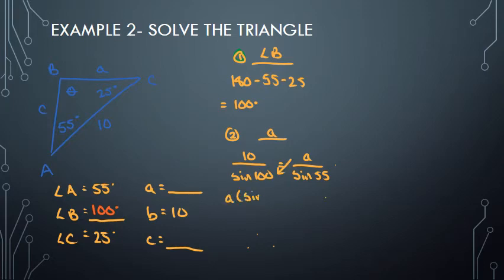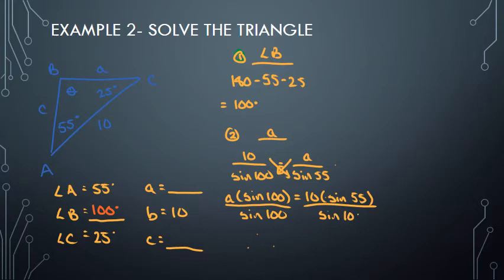A times sine 100 equals 10 times sine 55, divide by sine 100. And let's figure out what that is. So I'm just going to pause to calculate here.